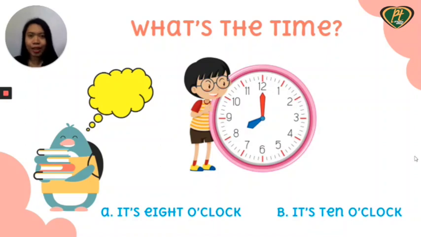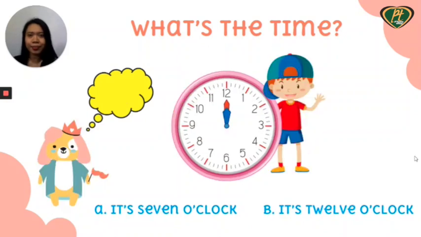So students, what's the time? A or B? Good job. The answer is A. It's 8 o'clock. Now let's go to the second clock. Look at this clock. The long hand is on number 12, and then the short hand is on number 12. What's the time? A, it's 7 o'clock, or B, it's 12 o'clock.